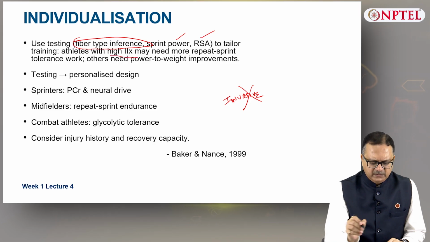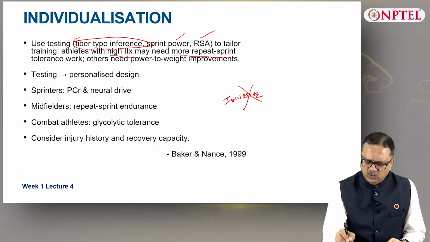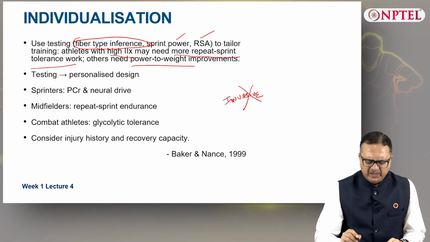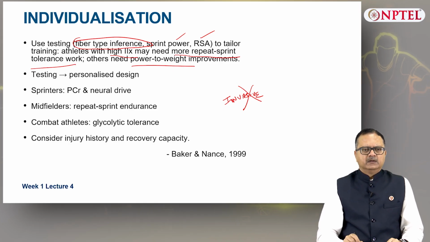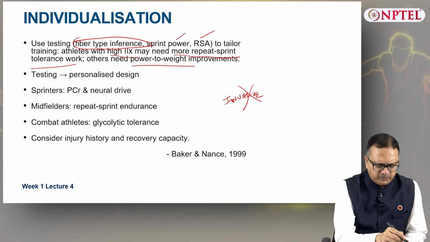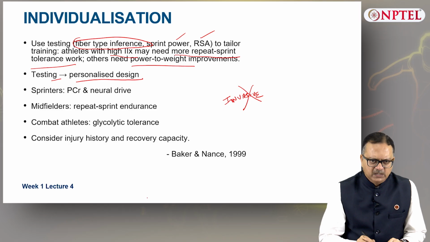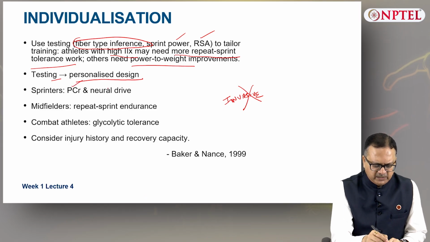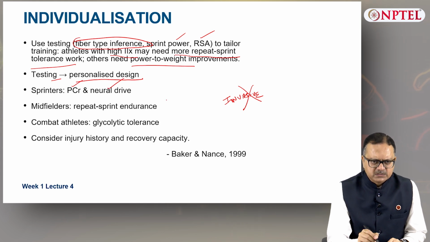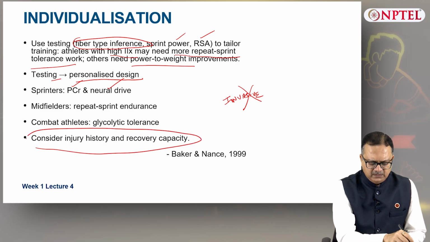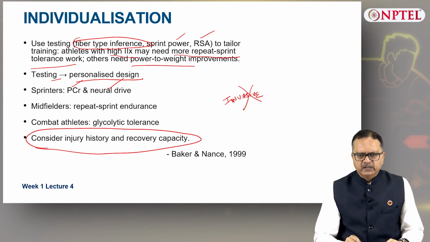Athletes with high type 2X fibers may need more repeat sprint tolerance work. Others may need power to weight improvements. Make sure you do proper testing and then give a personalized training design. For sprinters, you have to focus on PCR and neural drive. For midfielders, you have to focus on repeat sprint endurance. For combat athletes, focus on glycolytic tolerance, and always consider injury history and recovery capacity.